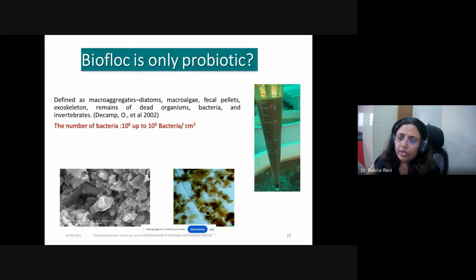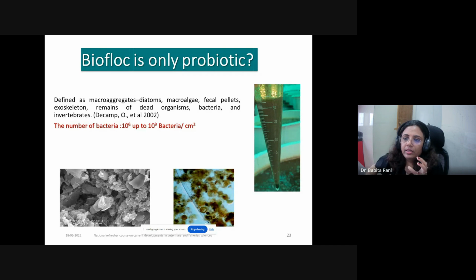This is called Imhoff cone. It's a tapered cylindrical cone, which has 1 liter capacity, but it is graded up to 40 ml only. Though it is solid, we call it 40 ml per liter, because it's in a semi-solid form. You cannot say it is liquid, and it cannot be solid either.